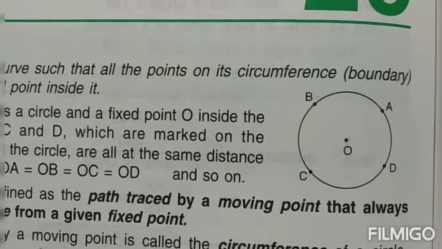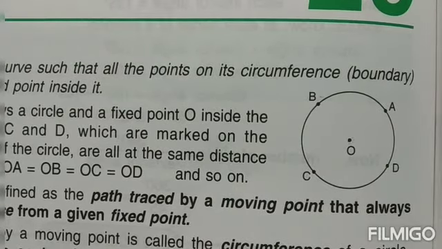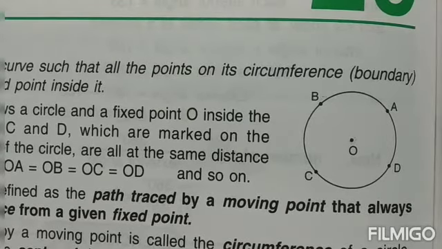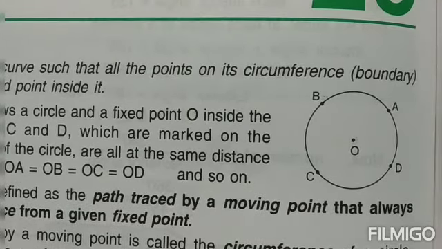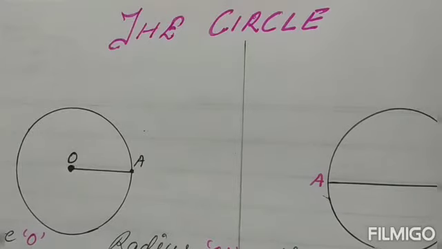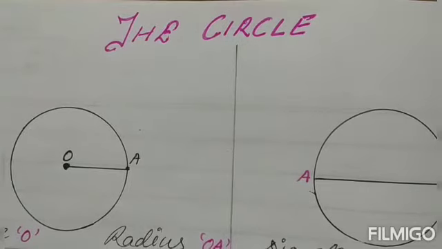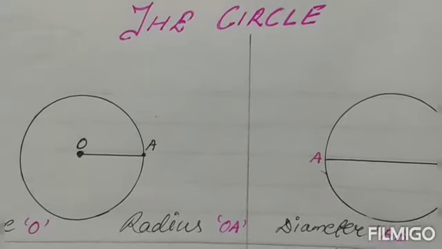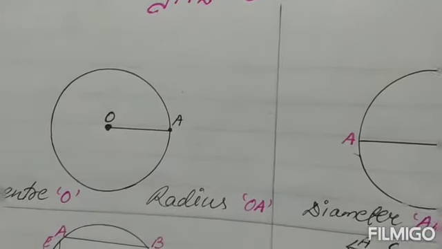So this way, children, in this chapter we are going to see certain terms that are used and what these terms exactly mean in terms of a circle. So let's see. I have drawn certain figures over here to make the understanding and the concept of this chapter easy for you. So we begin with the circle, children.